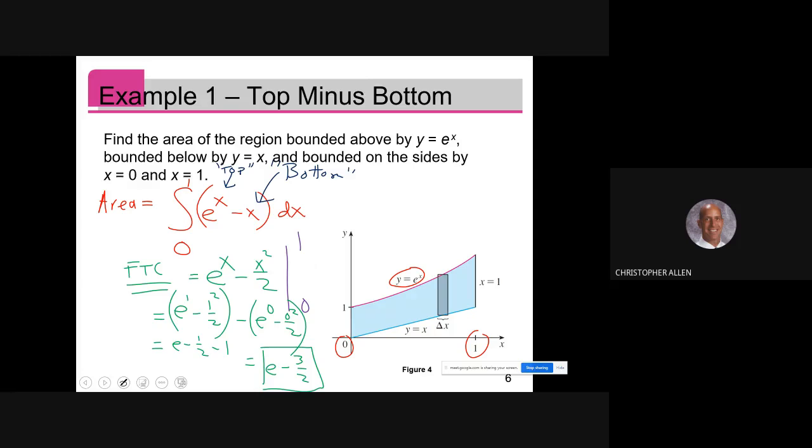By the way, would someone help me out with their calculator? Would you please take e minus 1.5 and tell me what that is as a decimal? I don't have it memorized. I'm guessing it to be about 1 point something. 1.21. Give me one more decimal. Thank you. That's the area.